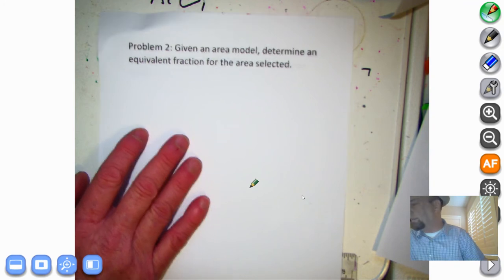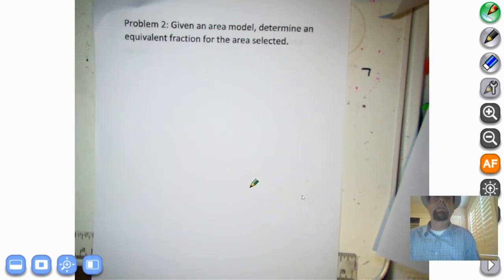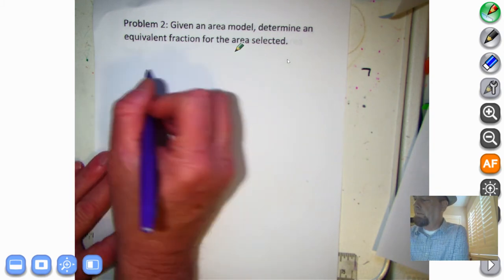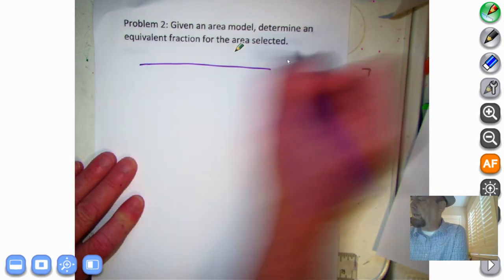We're going to continue with our concept development. It says, given an area model, determine the equivalent fraction for the area selected. Okay, we're going to do a couple of these, so go ahead and be copycats.